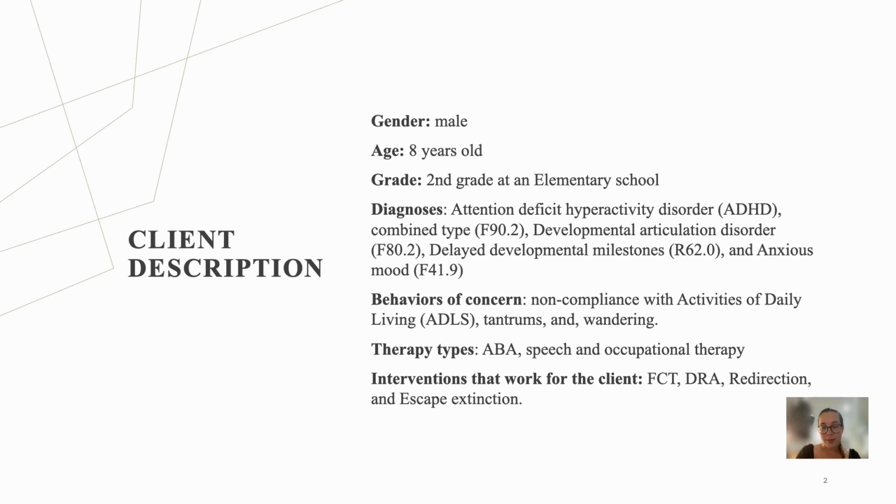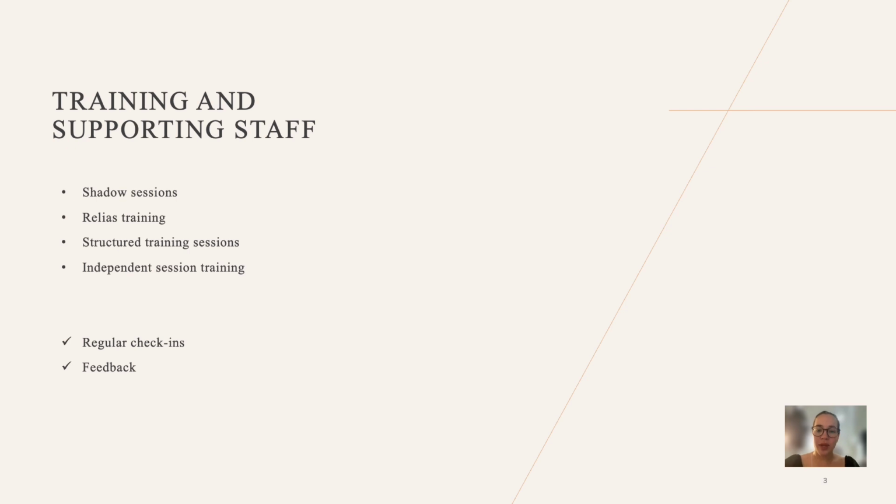The therapy types at the moment are speech, occupational, and ABA therapy, and the interventions that work for the client include functional communication training, DRA, redirection, and escape extinction. When training and supporting staff on implementing the interventions for this client, I would first do shadow sessions.